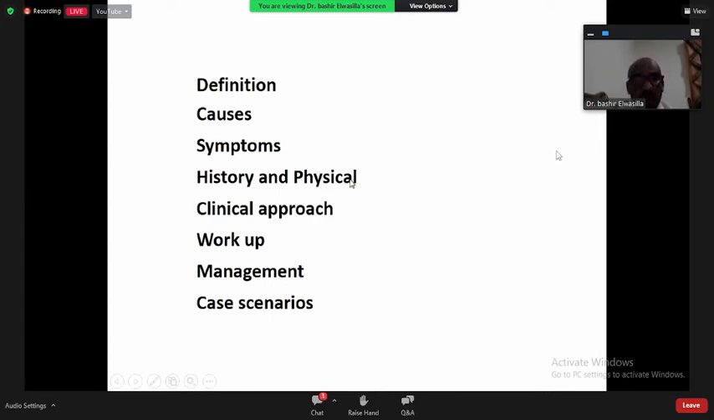And here is the flow of my presentation. We start with definition, causes, symptoms, history and physical, and we go by a clinical approach to the workup, management, and some case scenarios.